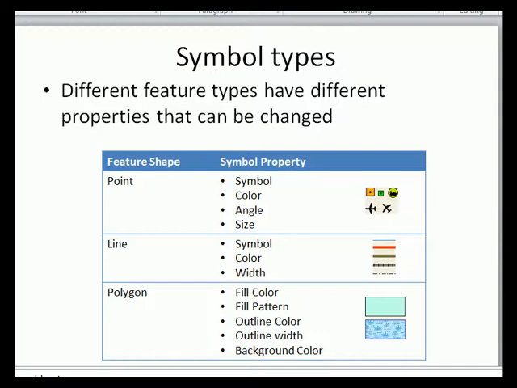With lines, we change the symbol, the color, the width. With polygons, we can change the fill color. We can add a pattern to the inside of the polygon. We can change the outline color, width, or even the background color. So you can see for different feature types or different shapes, they have different properties that you can change.